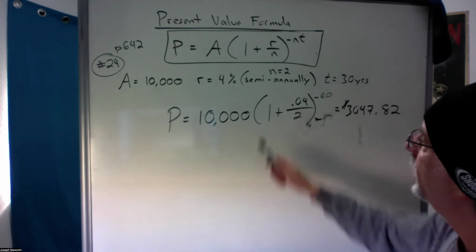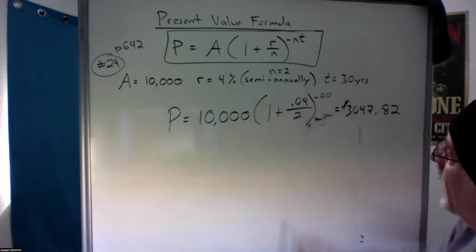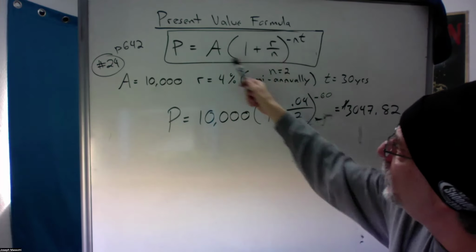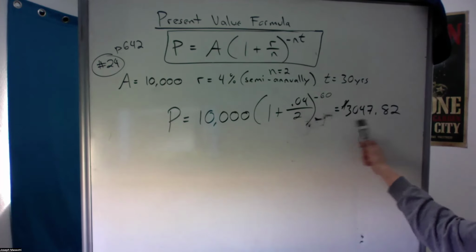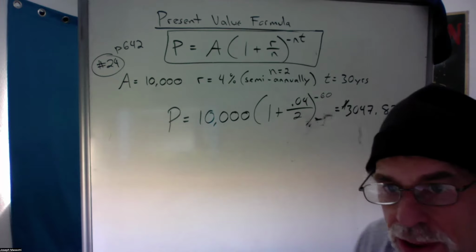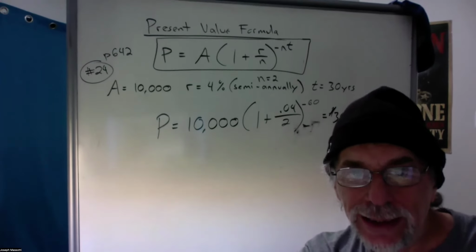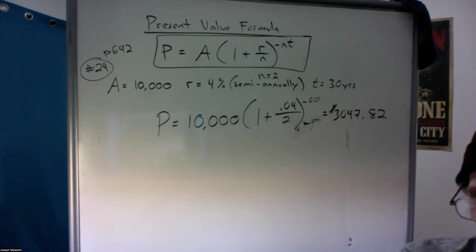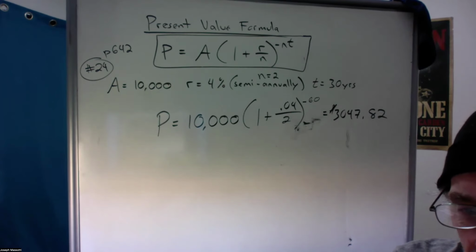after 30 years. We want to end up with $10,000 after 30 years at 4% semi-annually. We calculate using the present value formula, and we get our answer of $3,047.82. So that is how much we need to invest to get $10,000 after 30 years. So that is the present value formula.